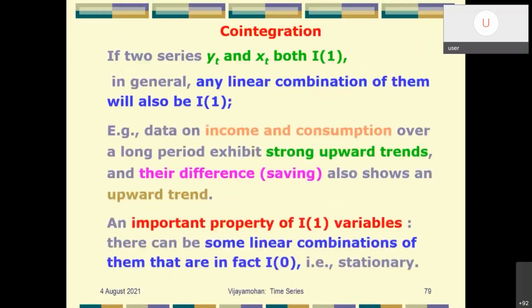Now, as I told you earlier, we have the data on income and consumption over a long period of time, and their difference, that is the linear combination of income and consumption, that is saving, also may have an upward trend. But a property of I(1) variables is that sometimes their linear combination may be an I(0) or stationary variable. If it is so, then we can say that yt and xt are cointegrated.